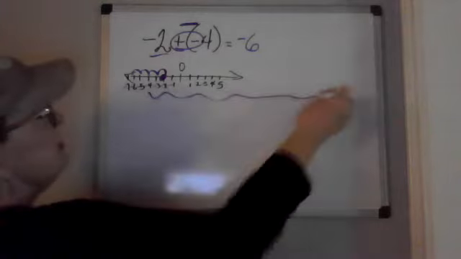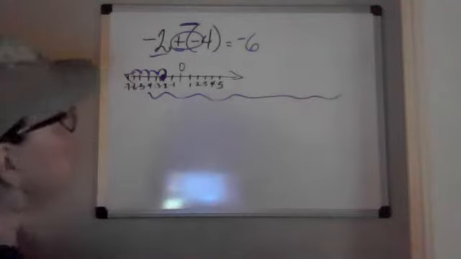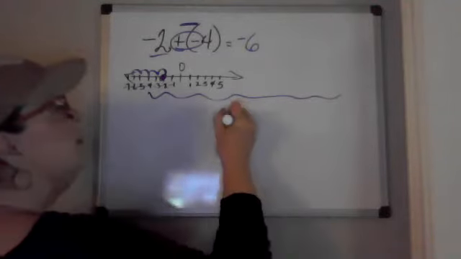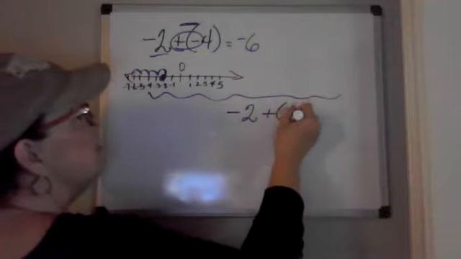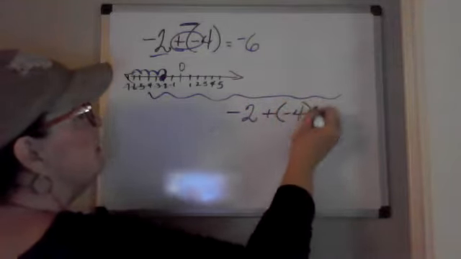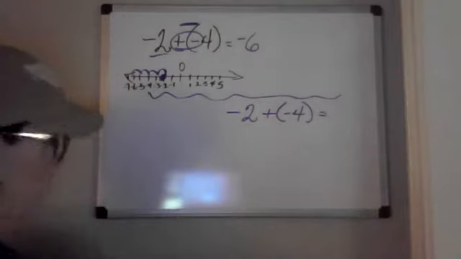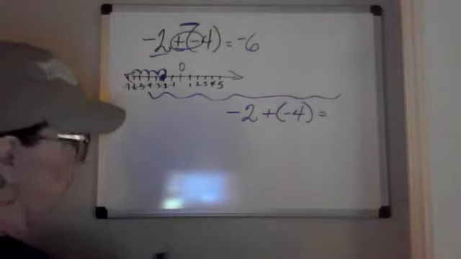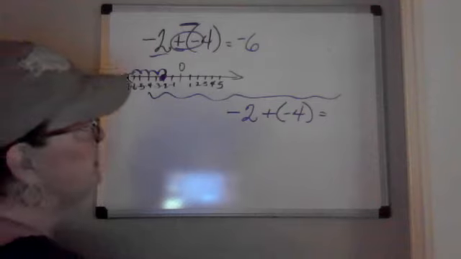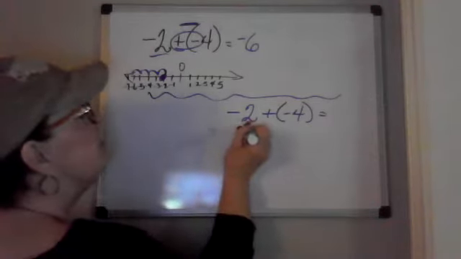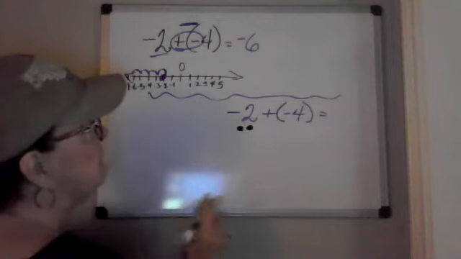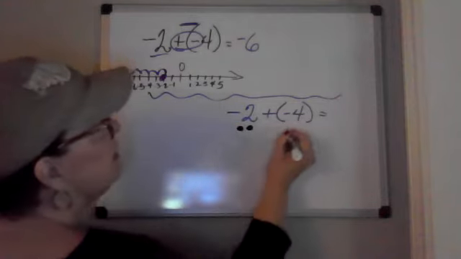Let's do the discs. In this case, the discs might be clearer about this problem. We have a -2 plus a -4. Now, in this case, negatives are the dark discs. So I have 2 of them. And -4 has 4 of them.